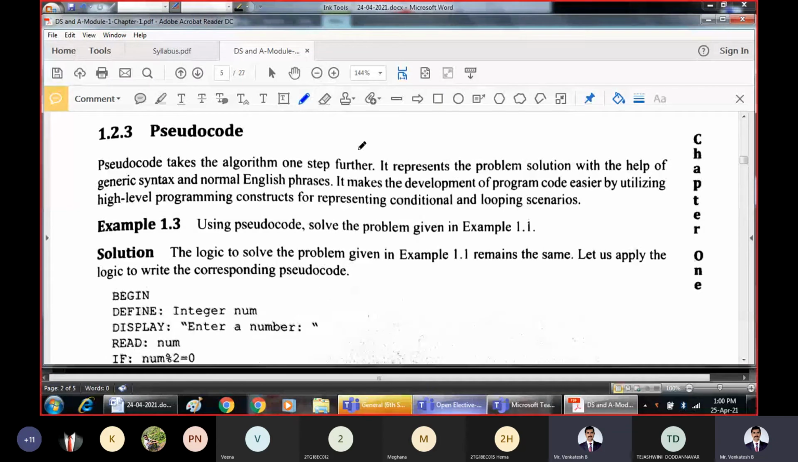Like you must have studied assembly level programming in your microprocessor course. An assembly level program is something we study before we write the program, and it will contain little English as well as little programming constructs. That is what pseudocode is. It is the combination of generic syntax as well as normal English which we can understand. It also makes use of high level programming constructs for writing the solution, which the user can understand.